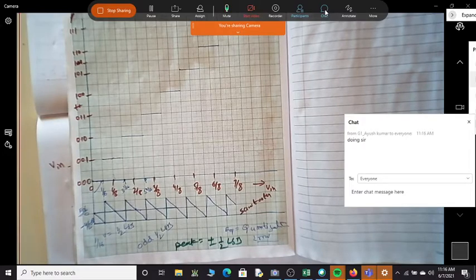Okay, if you are done with the values or done with the graph, make it fast.